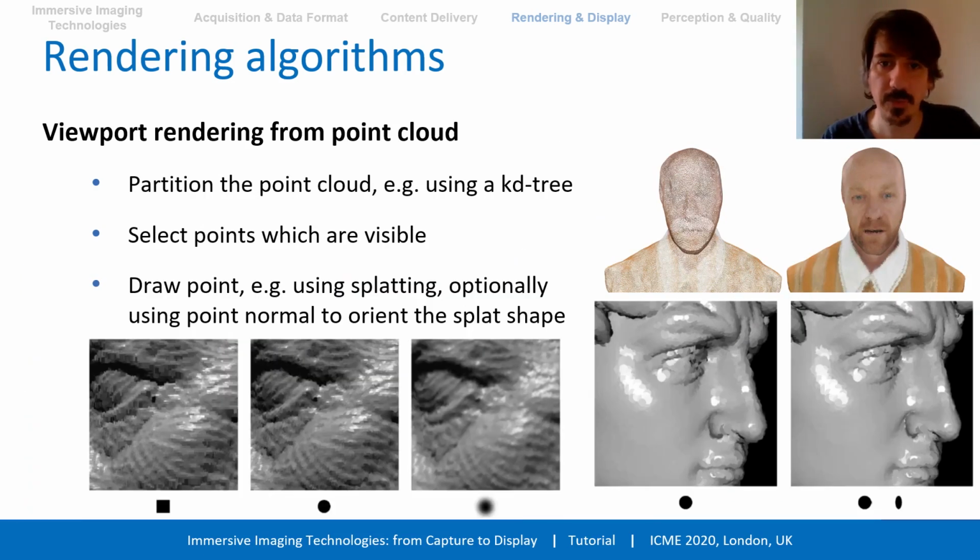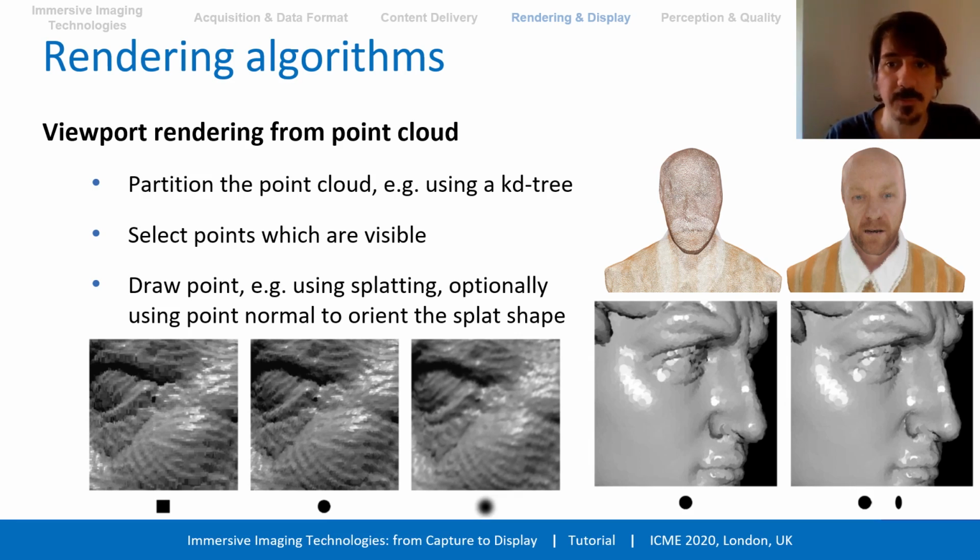Now for rendering point clouds, the challenge is that point clouds can consist of a very large number of points. So usually we will consider a hierarchical representation of the point cloud, for example obtained with a KD-tree decomposition. Then we need to decide which points are visible from the chosen viewport that we want to render. So that means discarding points outside the viewport frustum or occluded by other points closer to the virtual camera, for example.